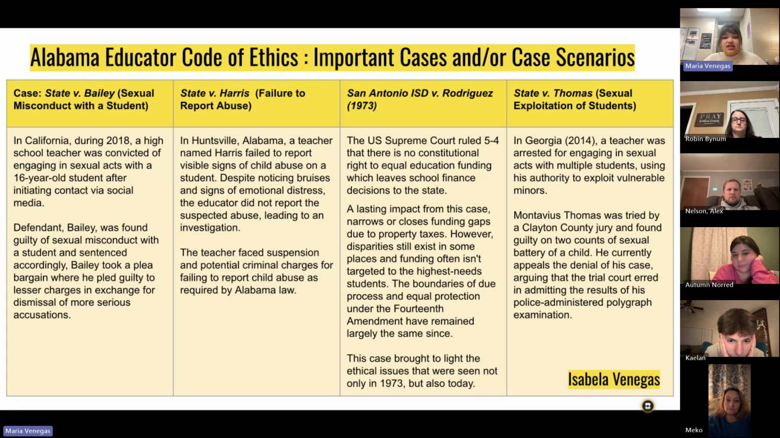In an important educational equity case, San Antonio ISD versus Rodriguez in 1973, the Supreme Court ruled there was no constitutional right to equal education, which led to the persistence of disparities in educational funding. So this case really brought to light the ethical issues that were seen not only in 1973, but also today. So people still use this case when talking about ethics in education.